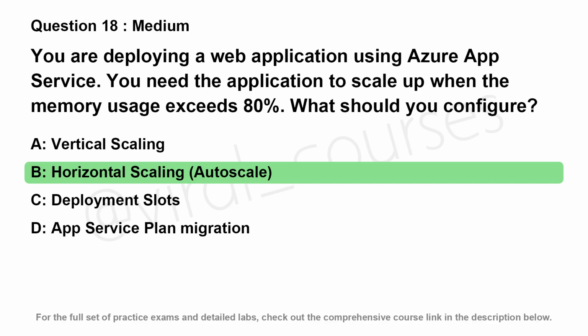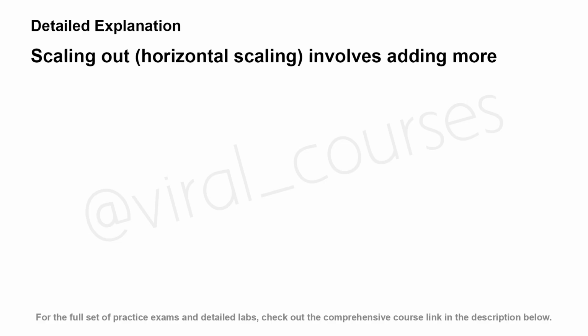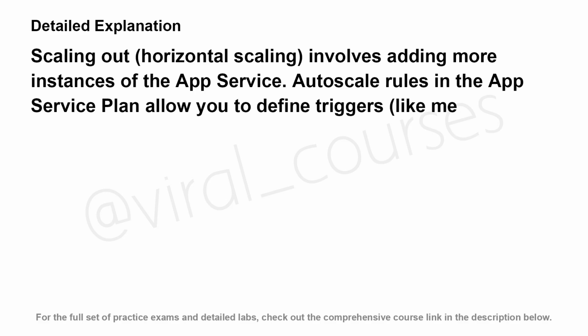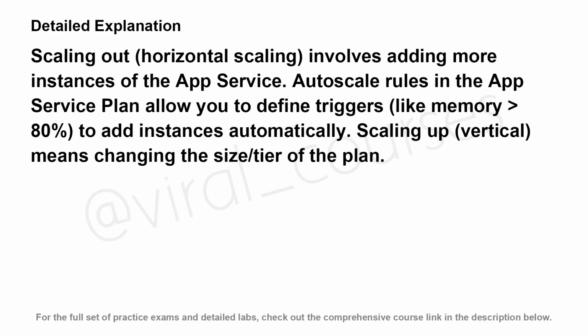The correct answer is B. Scaling out, horizontal scaling, involves adding more instances of the app service. Autoscale rules in the app service plan allow you to define triggers, like memory greater than 80%, to add instances automatically. Scaling up, vertical, means changing the size tier of the plan.